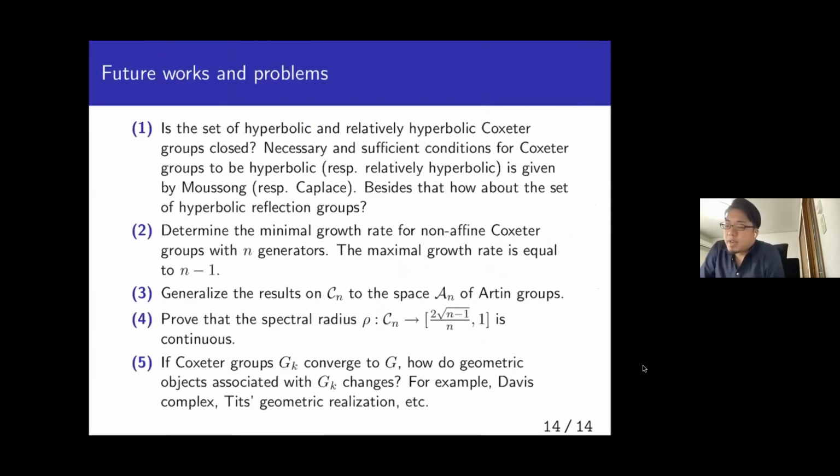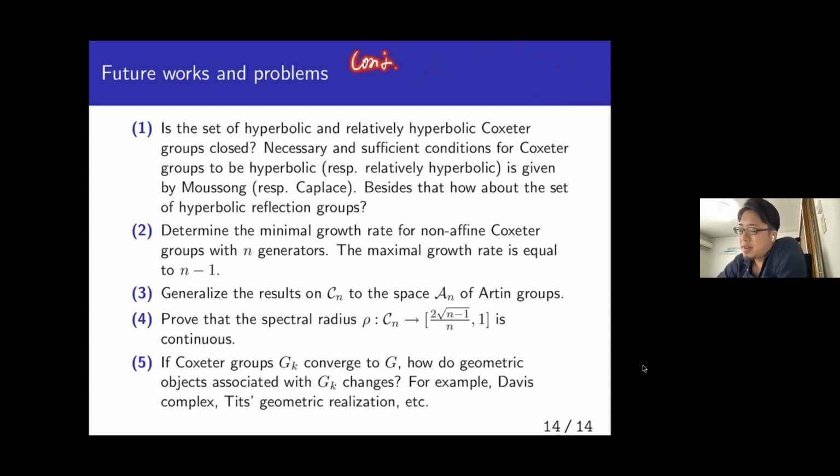And last, I would like to explain some open problems. One is the set of hyperbolic or relatively hyperbolic Coxeter groups is closed in Cn. At the start of this talk, I divided the Coxeter groups into three types: elliptic, affine, and non-affine. And we can show that the set of elliptic or affine Coxeter groups is closed in Cn, and the set of non-affine Coxeter groups is also closed in Cn. But we don't know about the set of hyperbolic and relatively hyperbolic Coxeter groups.